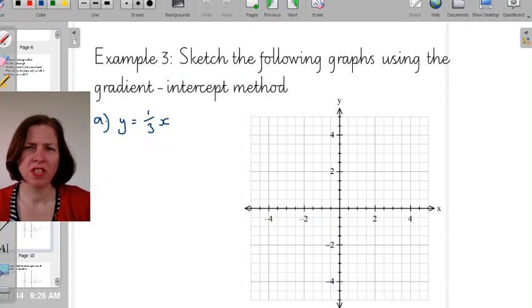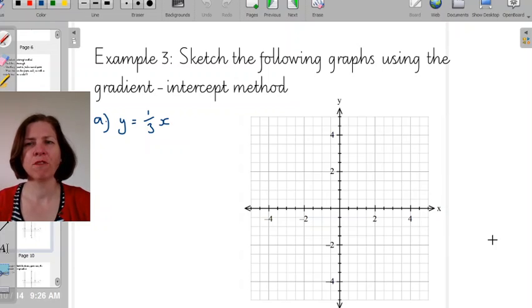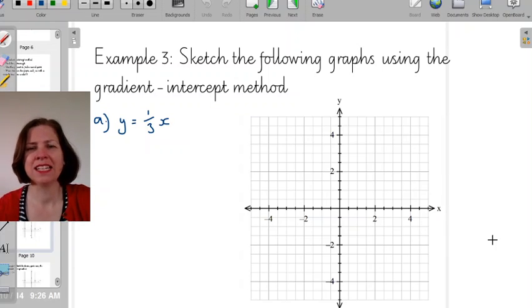Today we're going to do two things in this third video on sketching linear graphs. First, I'm going to show you some different examples of using the gradient intercept method, and then we're going to look at vertical and horizontal lines. So first, let's start with the example you've got. Sketch the following graphs using the gradient intercept method.